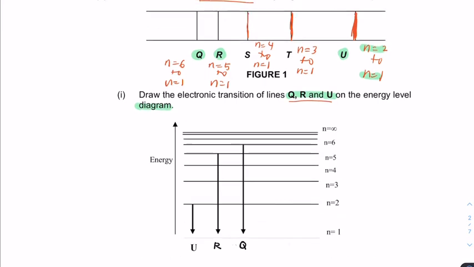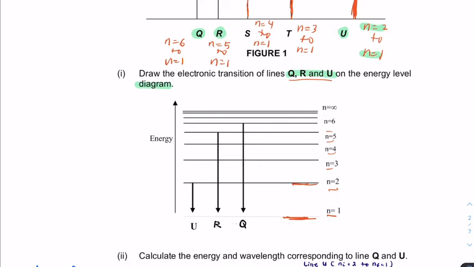Okay, so we need to draw the energy level diagram, the same as your Lyman series line spectrum. When n is small, for the transition from n2 to n1, the distance will be big. And as the value of n increases, the distance between energy levels decreases. So you can label U, R, and Q.